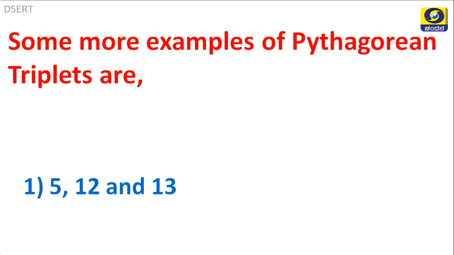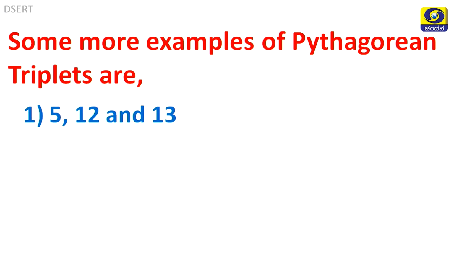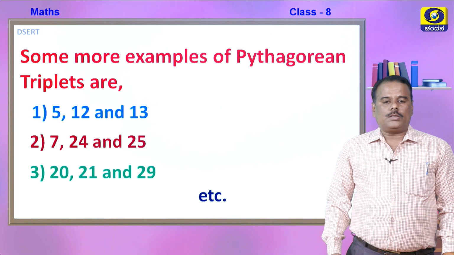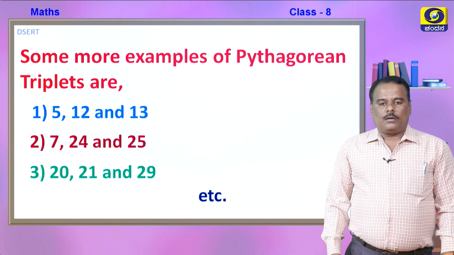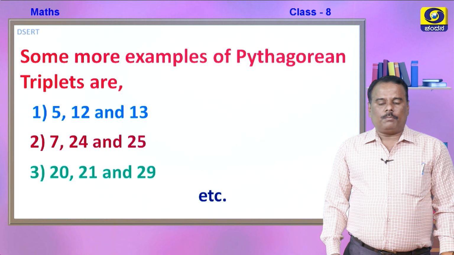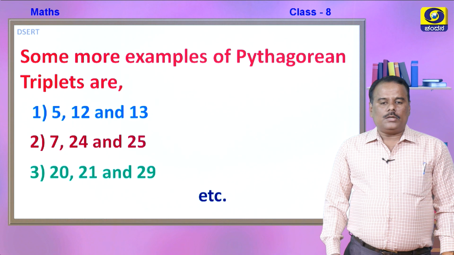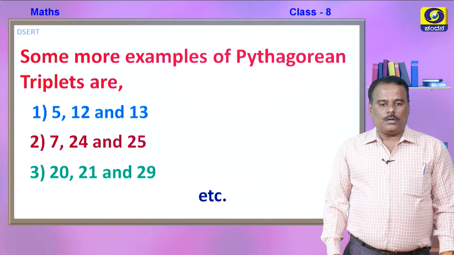Now, we shall have some more examples of Pythagorean triplets. For example, 5, 12 and 13. Another example is 7, 24 and 25, 20, 21 and 29, etc. You can find many more Pythagorean triplets, but you might be wondering, is there any easy way to find the Pythagorean triplets? Yes, of course.